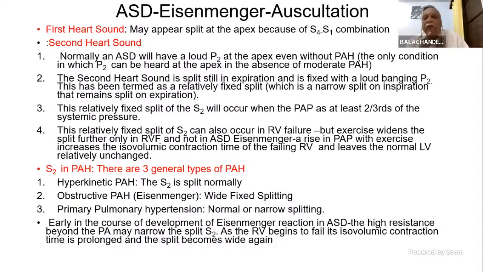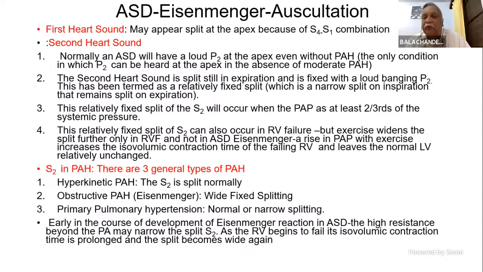So the first heart sound may appear split. The second heart sound of an ASD will have a low P2. And the second heart sound is split still in expiration, and it is fixed with a loud banging P2. And sometimes you use the term relatively fixed split. Some examiners are fond of asking this. This is also very debatable.